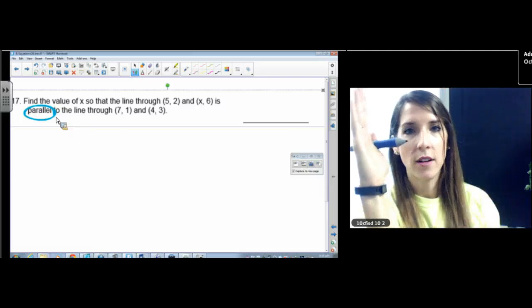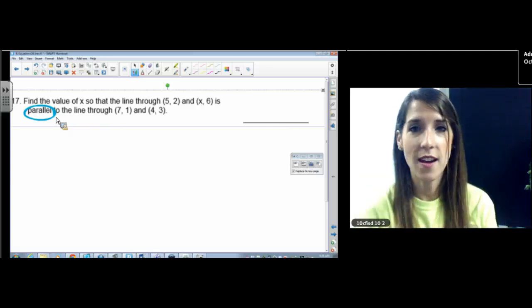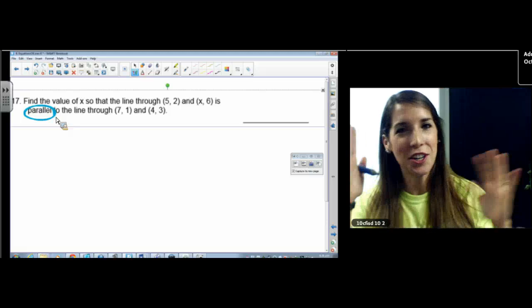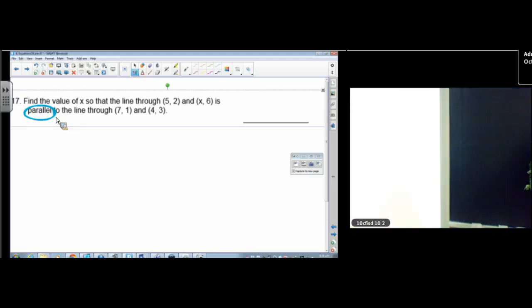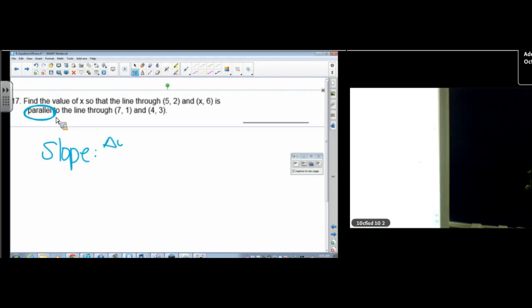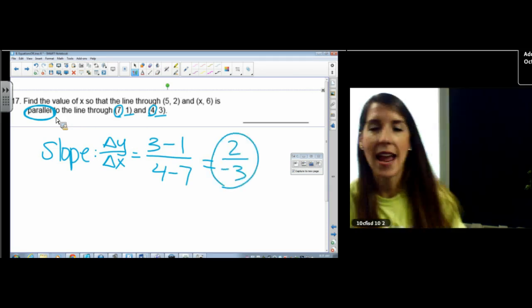So parallel lines have the same slope. Perpendicular lines have opposite reciprocal. So same slope and then opposite reciprocal. Okay? So I feel like I'm doing a cheerleading cheer. So first we would need to find the slope. Slope is delta y over delta x. You circle your x's and underline your y's. Underline minus underline over circle minus circle. 2 over negative 3. So our slope is negative 2/3.